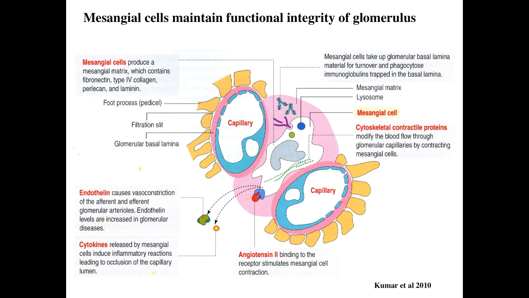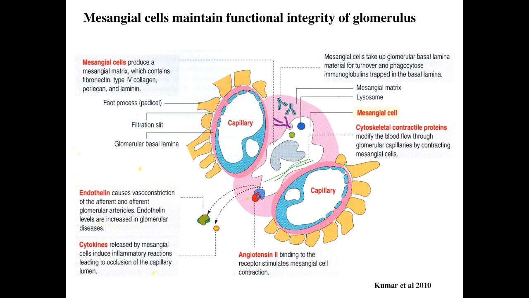To remind you, mesangial cells function to maintain the integrity of the glomerulus. The mesangial cells produce a mesangial cell matrix, which is going to contain fibronectin, various collagens, and other extracellular matrix proteins. The mesangial cells, as we said, function to clean the basement membrane. They can take up glomerular basal laminar material for turnover and for phagocytosis.